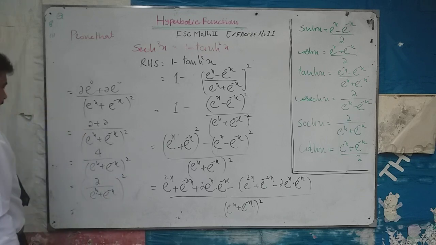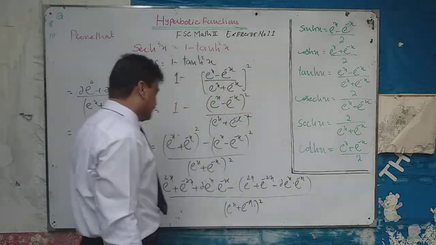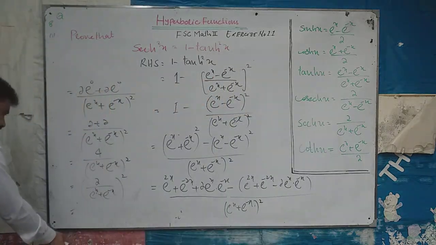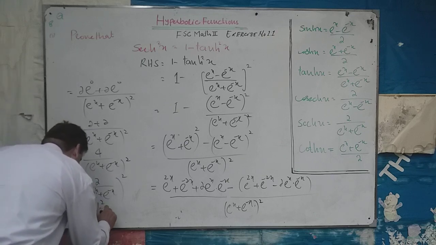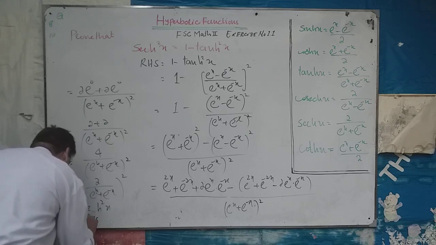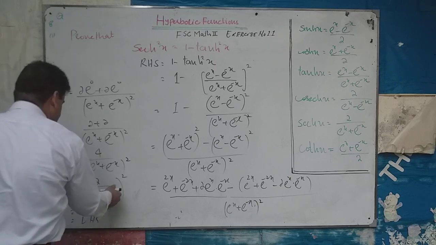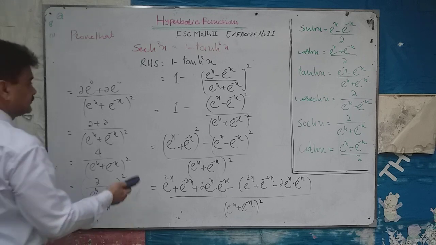value of secant hyperbolic x. We write here secant hyperbolic square x. Secant hyperbolic square x will be equal to left hand side. Secant hyperbolic square x will be equal to this. So now we prove this last part, cosecant hyperbolic square x.